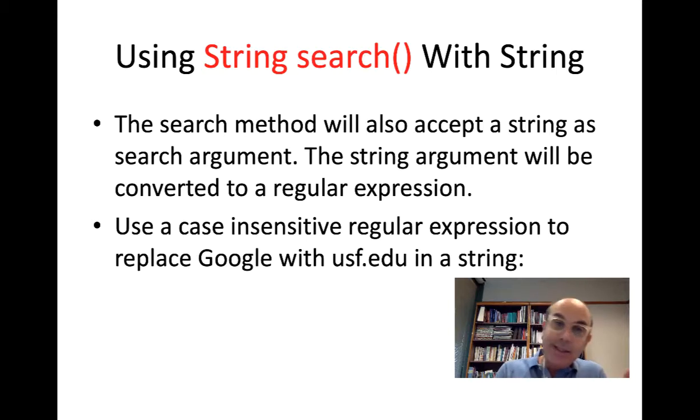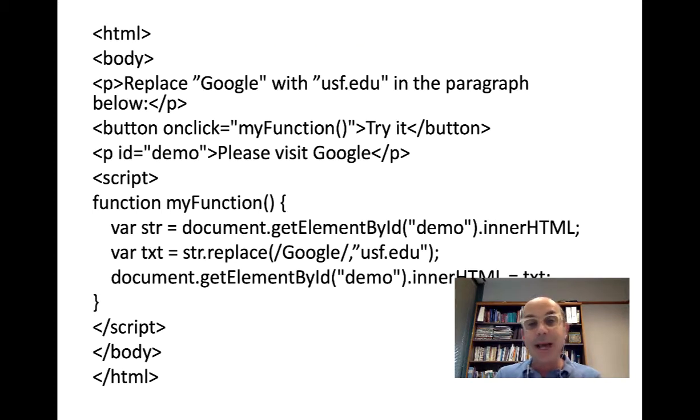So we can do the search with a string, and in this case the search method will accept a string as a search argument. So the string argument will be converted to a regular expression. So in this case, a case-insensitive regular expression to replace Google with USF in a string. This is what will happen, and how it will play out in that regard.